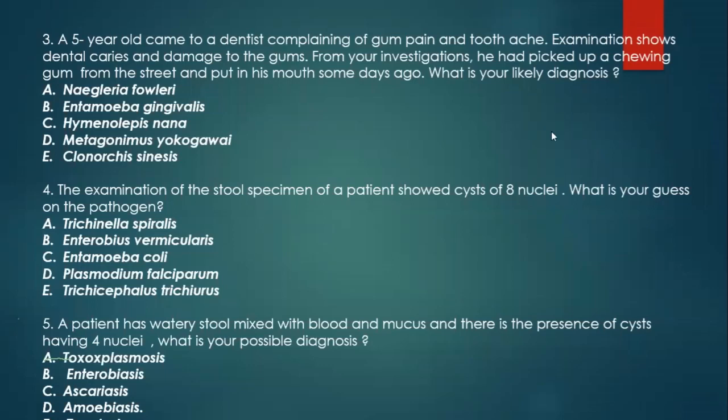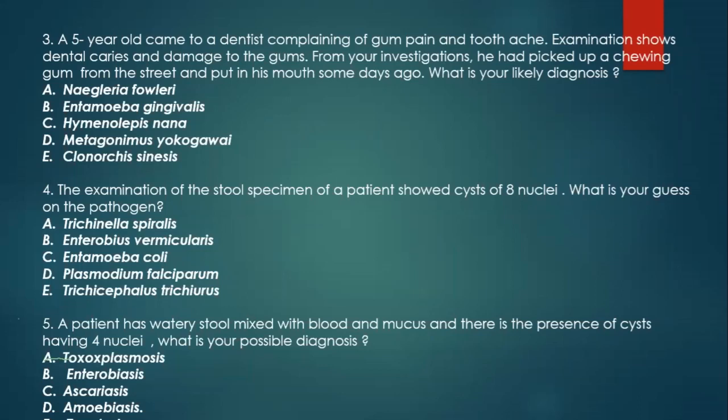The answer to this question, as everybody indicated, fantastic, is B, Entamoeba gingivalis. And of course, the clue is already there. Looking at the Latin name, I'm sure everybody here did Latin, you medical students. So gingivalis is gum. They said that this boy, from the very first statement, had gum pain and toothache. The examination shows damage to the teeth, dental caries, and damage to the gums. Then for extra info, for people who want to know if their answer is correct, he picked up a chewing gum that was infected with this organism. So the answer is B.